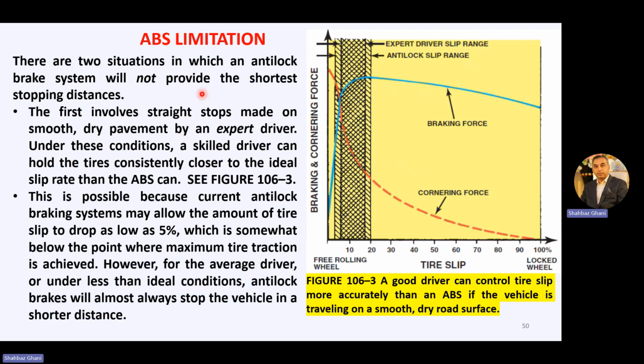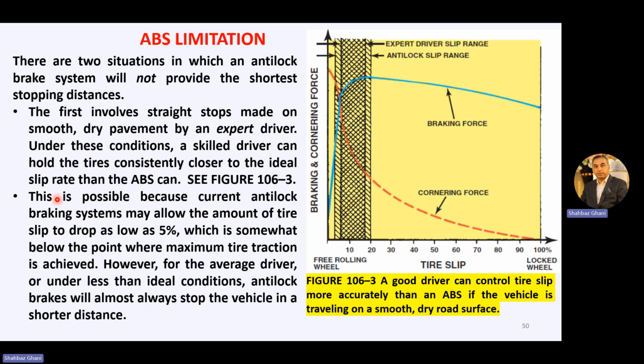There are two situations in which an anti-lock braking system will not provide the shortest stopping distance. So what are those two limitations? The first involves a straight stop made on a smooth dry pavement by an expert driver. Under these conditions, a skilled driver can hold the tire consistently closer to the ideal slip rate than the ABS can.